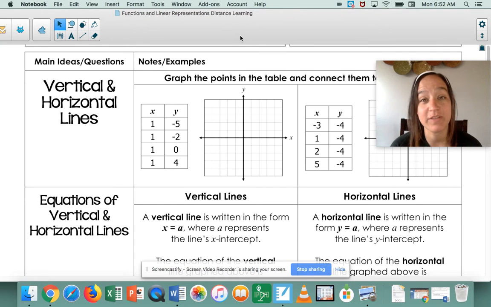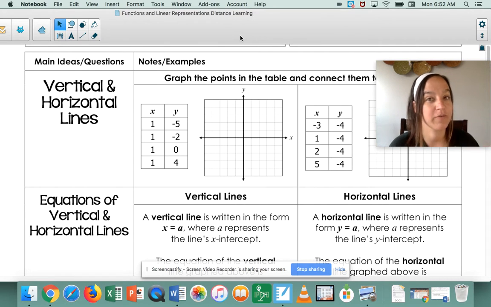We're going to continue today, and we're going to talk about two very specific lines today. So we're going to keep it short and simple. And today, what we're going to talk about is vertical and horizontal lines.